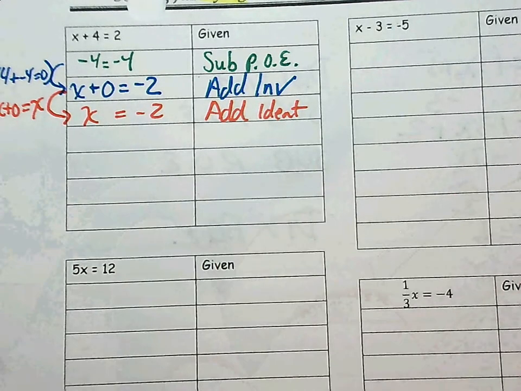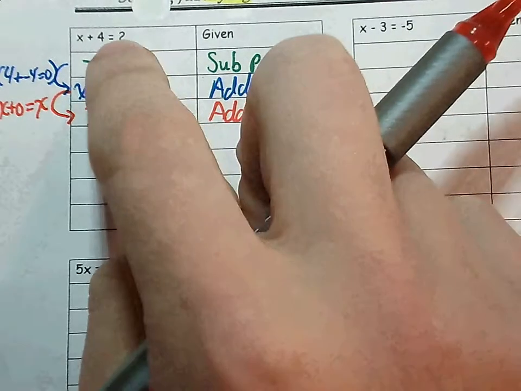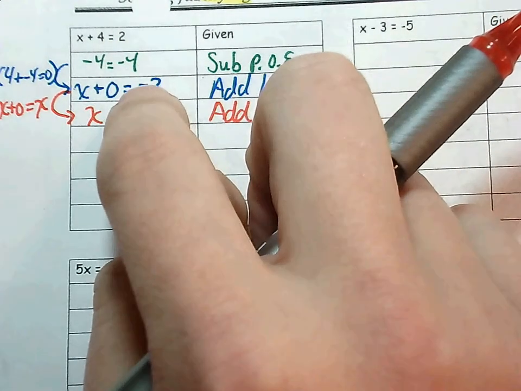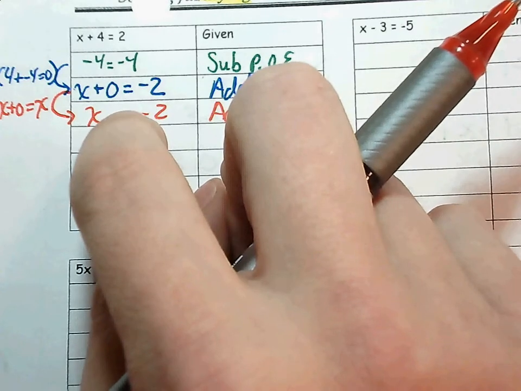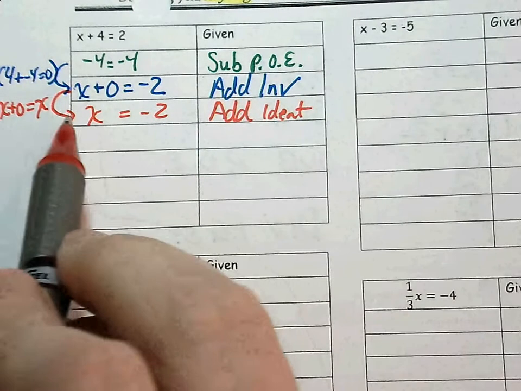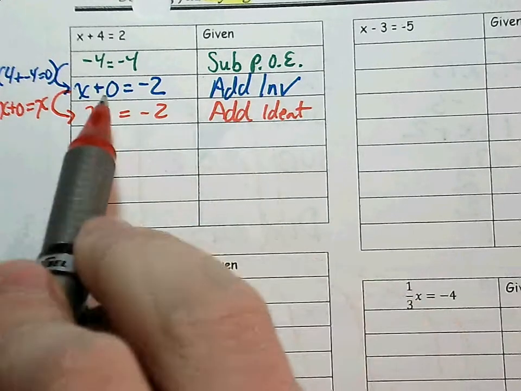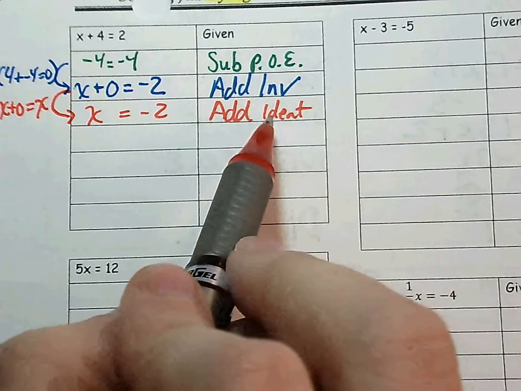So when you added additive inverse, it became 0. And then 0 added to anything became that thing. So the red was just saying how I got from here to here. I was saying x plus 0 is x, and the thing that tells me that is additive identity. Good follow-up. Yes?